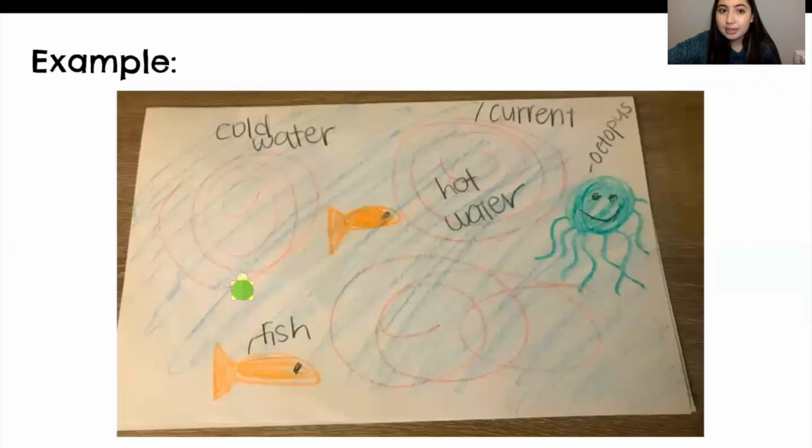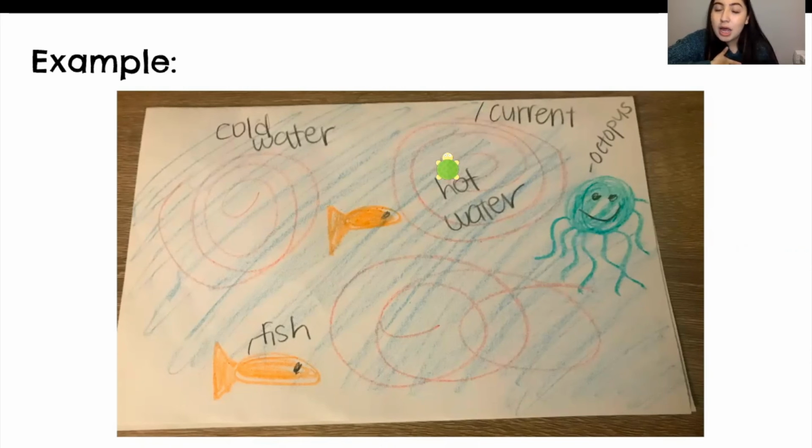Now here's my example. I drew and labeled. So here is my ocean, and I labeled cold water blue. And here's my hot water, and I labeled that and colored it red. And I drew my sea animals, fish and octopus. But what I also drew was my current, because I saw how ocean water moves when there's wind on it. And when hot water and cold water come together, they create currents, small rivers.